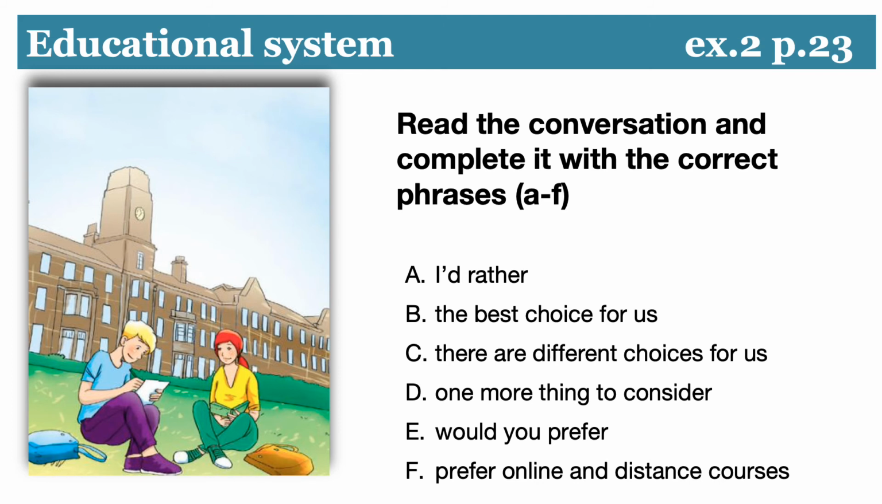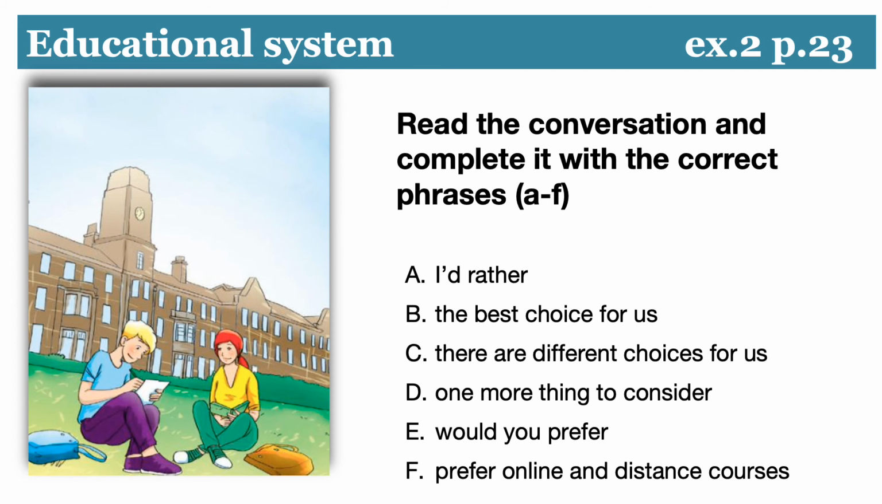On the very same page, page 23, there is exercise 2. We need to read the conversation and complete it with the correct phrases A to F. So let's read the phrases. A. I'd rather. We can use this phrase when we have an option of 2 or 3 things and we say our opinion, which thing we like more.